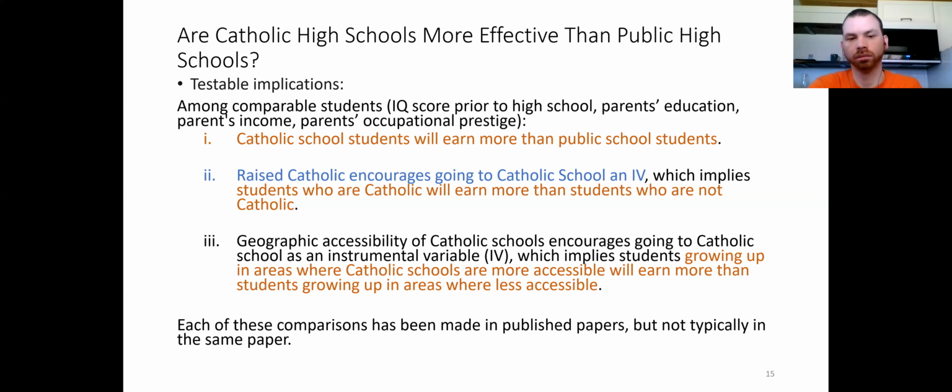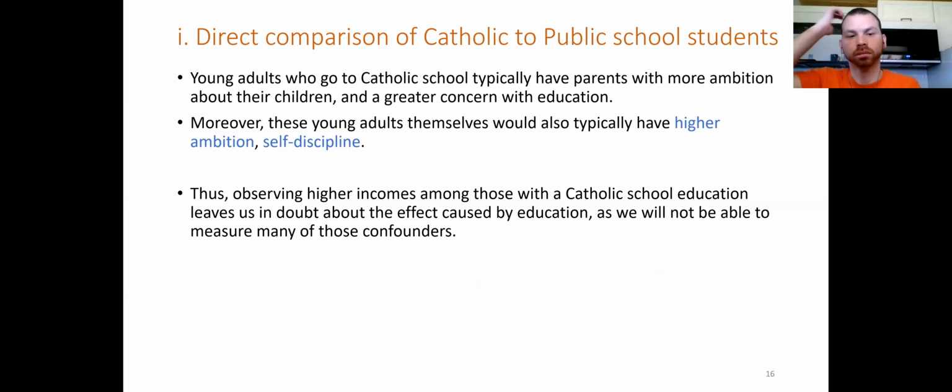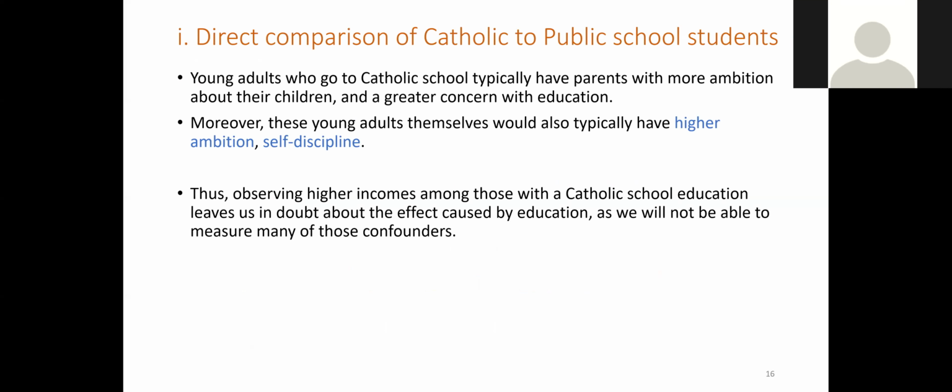The first comparison is a direct comparison, and you can easily argue that young adults who go to Catholic school typically have parents with more ambition about their children or greater concern with education. So if that happens, you won't be able to measure ambition or discipline or things like that accurately. Thus, observing higher incomes among those with a Catholic school education leaves us in doubt about the effect caused by education, because of those confounders that might not be measured.